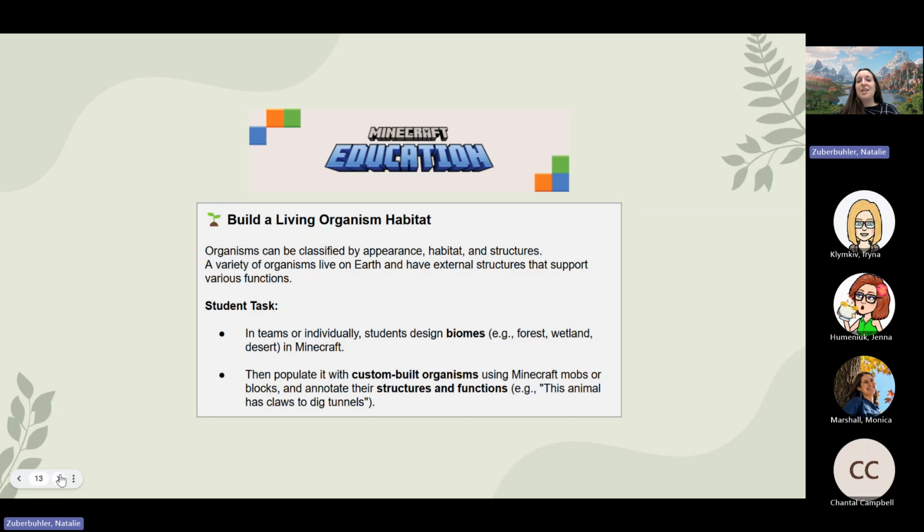Also, Minecraft is all the rage right now with that movie. We do have Minecraft Education, and you can reach out to any of the consultants on how to effectively use that in your classroom. But it would be great to look at the different organisms in the different biomes and what kind of structures and functions they have. For example, this animal has claws to dig tunnels in this biome. So you can always have some fun and engage your students with Minecraft Education and living systems as well.